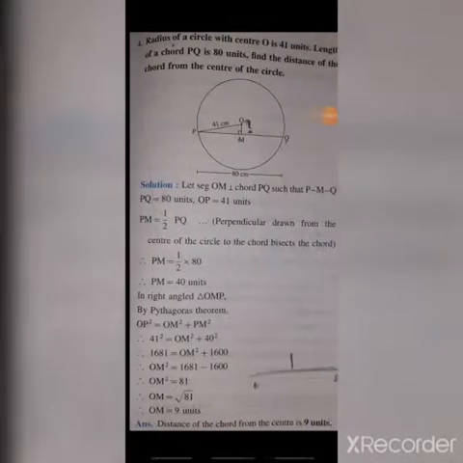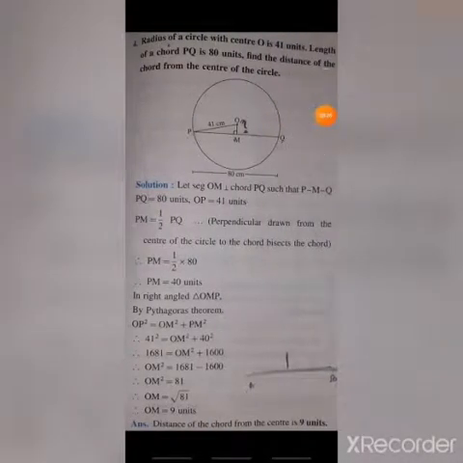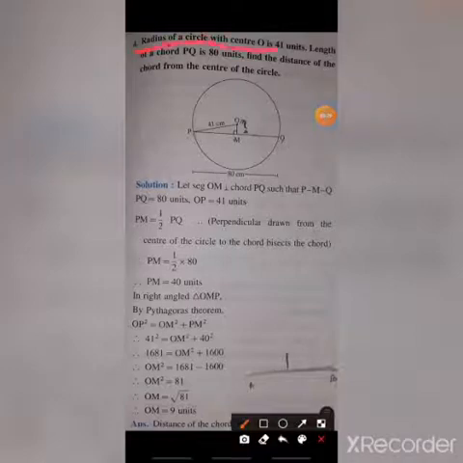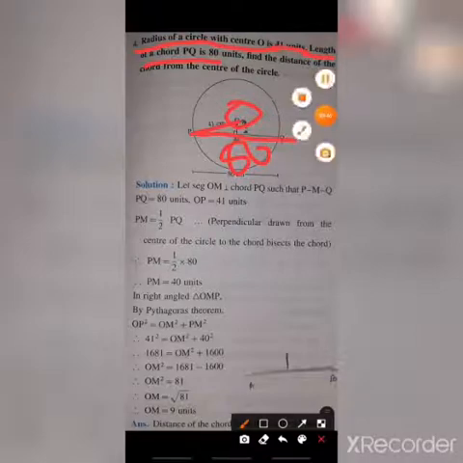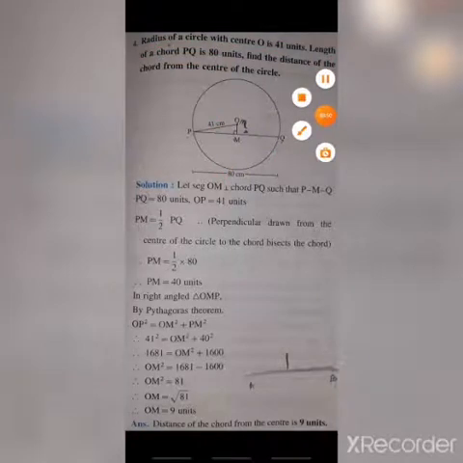The radius of a circle with center O is 41 units. The length of a chord PQ is 80 units. Then find the distance of the chord from the center of the circle. We have to find the distance of the chord.